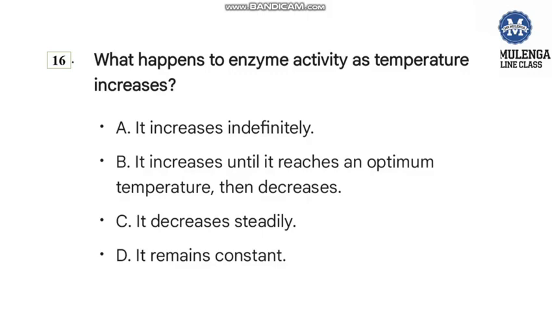So when it reaches an optimum temperature, this enzyme is not going to go beyond that. If the temperature becomes too high, the enzyme is going to be denatured or destroyed. So here our correct answer is B. So what will happen to the activity of an enzyme as temperature increases is that it's also going to increase until it reaches an optimum temperature. So we have answered our question 16. We now move on to our next question.